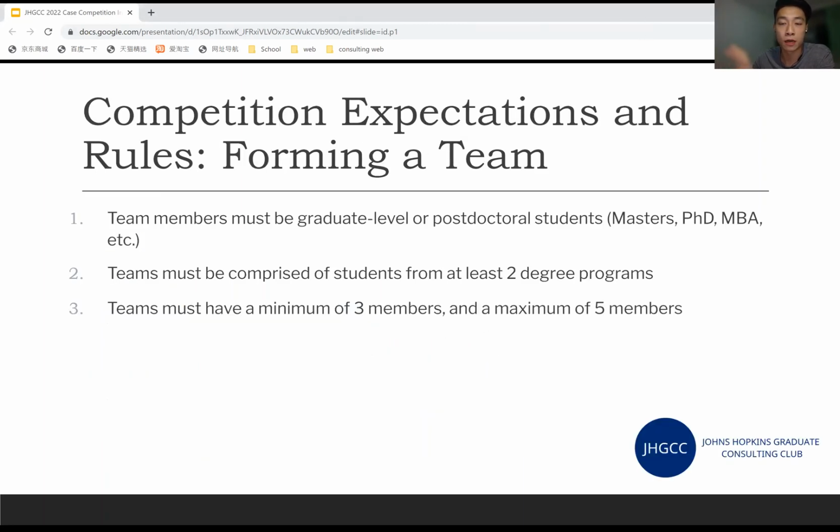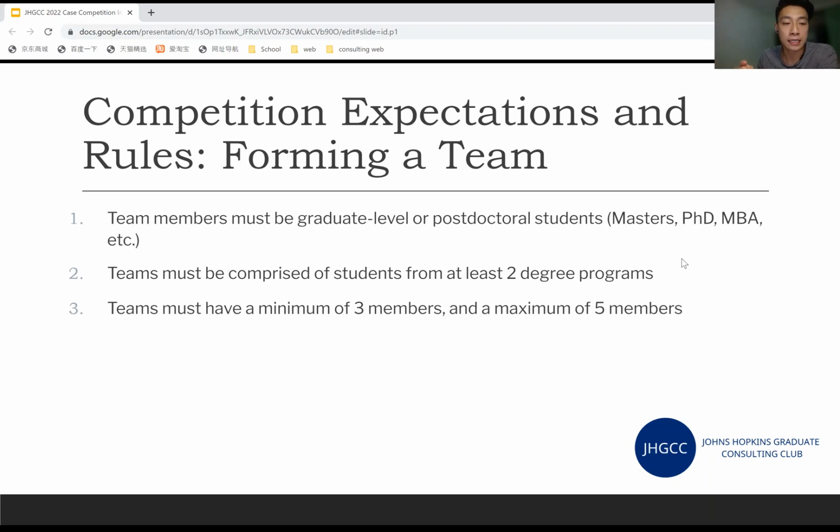So let's dive into the rules of our case competition. There are really just 3 major rules for you to be able to participate. When you form your team, since we are a graduate consulting club, you have to make sure that all of your team members are in graduate level programs. So that includes master's students, PhD students, and MBA students or equivalent. If you are graduating this year, or if you're entering your first year of a graduate program, you're also eligible to participate in this case competition.